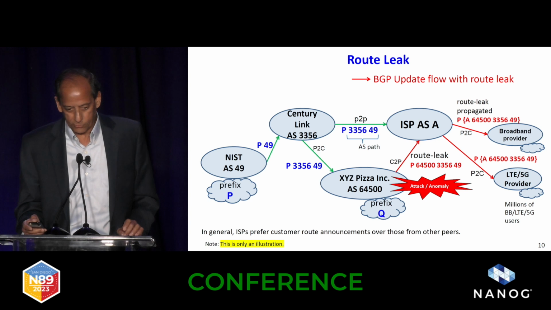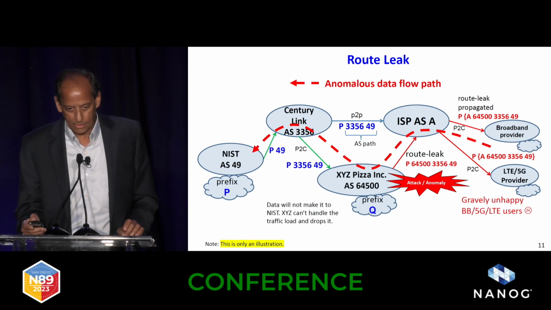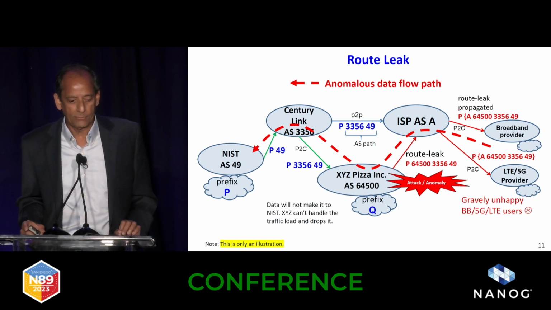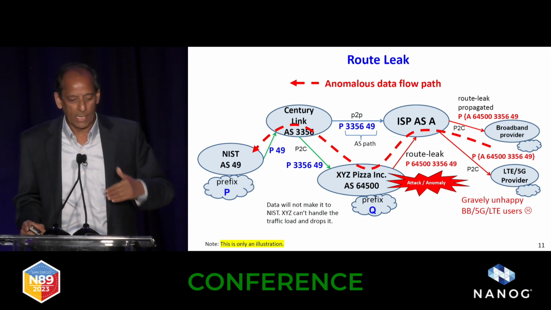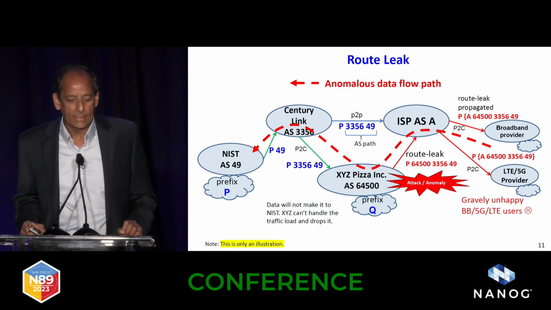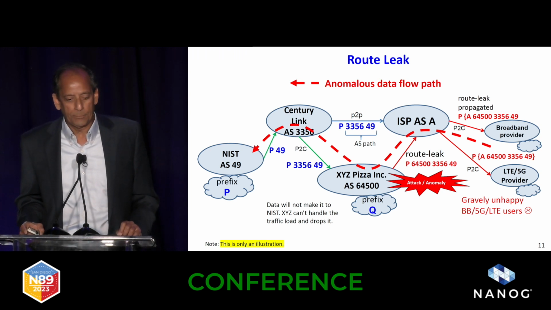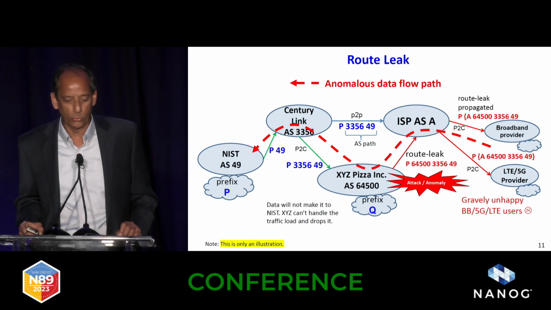So whenever you have a violation of what we call valley-free, the route should be valley-free, and if the route is not valley-free, as you can see in this picture, the route went down towards a customer, from CenturyLink it went down towards XYZ Pizza, and XYZ Pizza propagated it up towards another transit provider. So that is a violation of valley-free. When that happens, a large amount of traffic will try to detour through that AS, and it would not be able to carry the traffic, and there is a disruption of service.